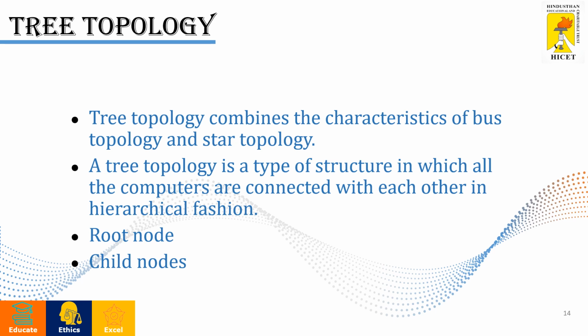And the next topology we are going to see is a tree topology. A tree topology combines the characteristics of bus topology and star topology. The tree topology is a type of structure in which all the computers are connected with each other in a hierarchical fashion. The topmost node in the tree topology is known as the root node, and the other nodes that are descendants of the root node are called the child nodes.